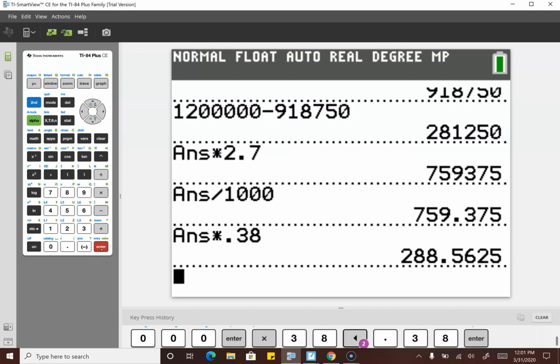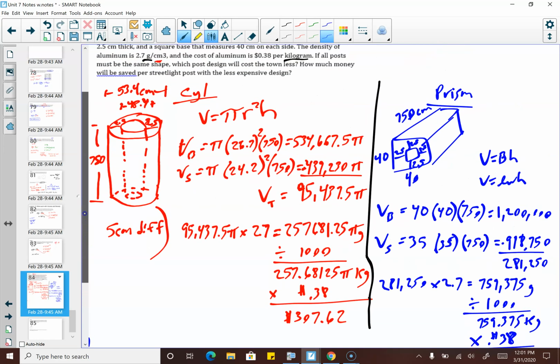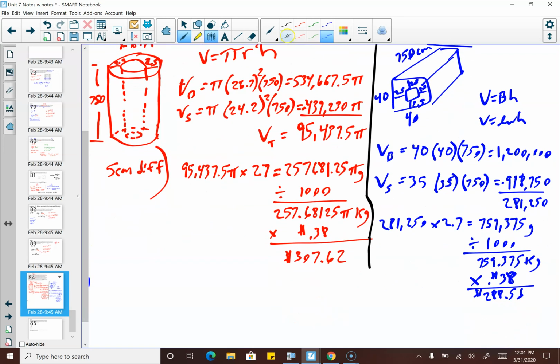0.38 would be helpful. We get $288.56. So we do want to make sure we are answering the question, right? Which one is going to cost the town less? The prism costs less. Now it also says by how much?